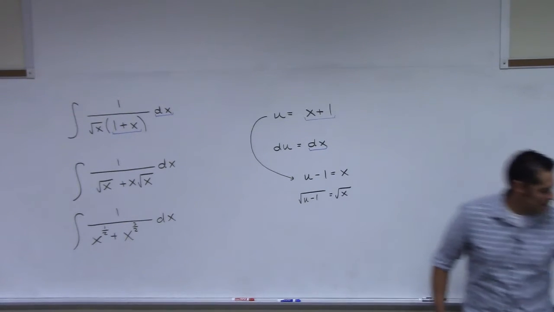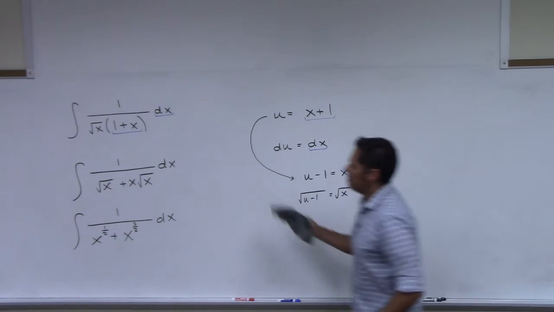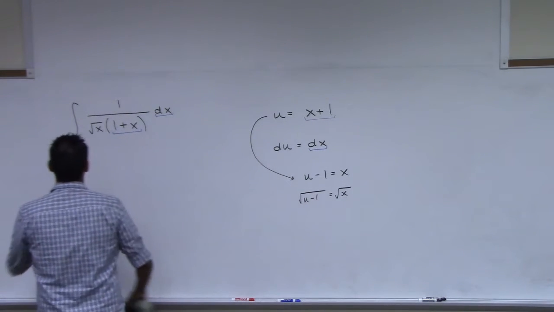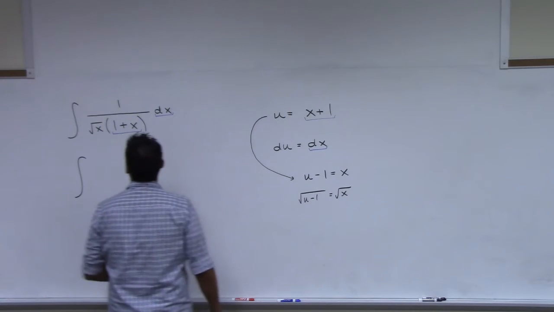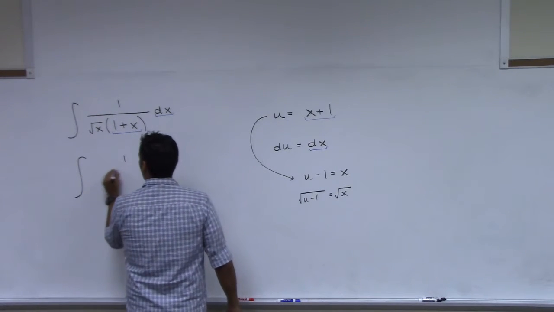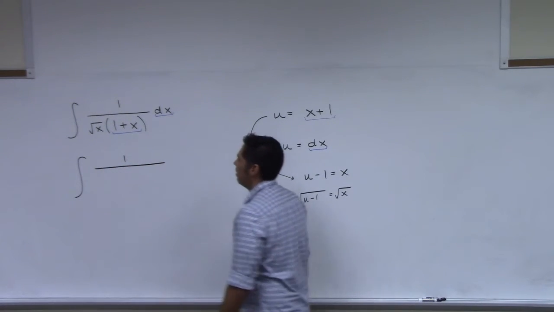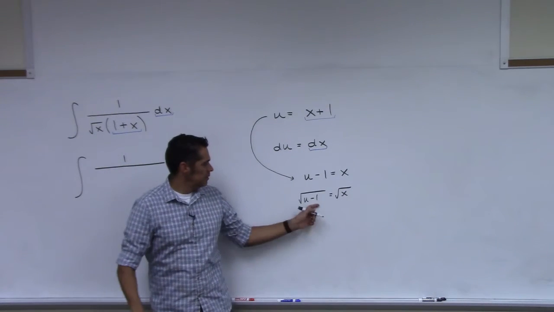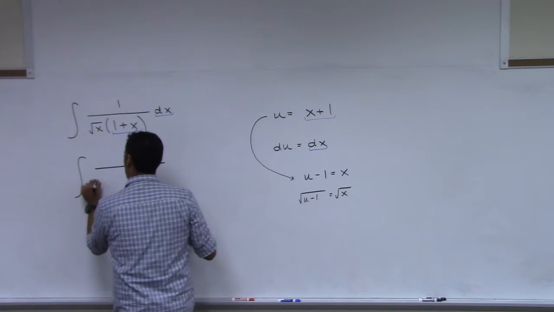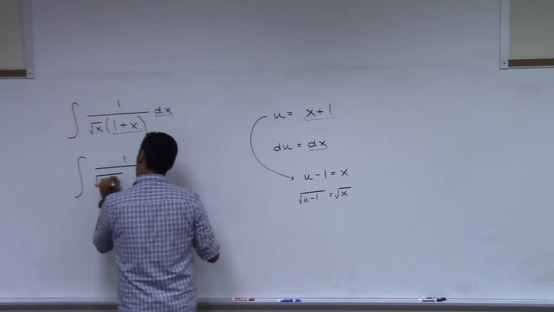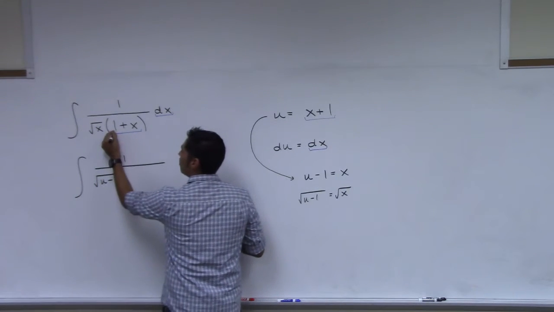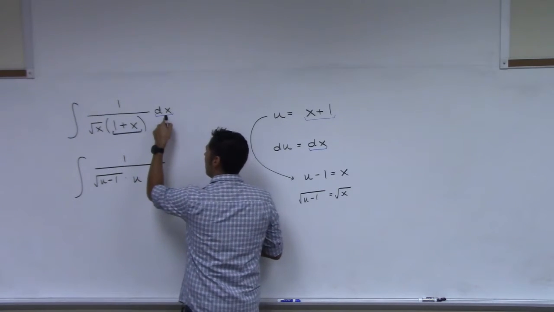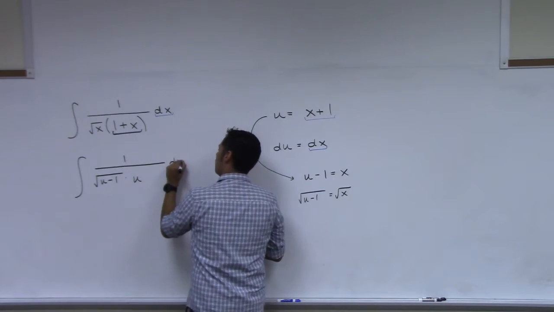So let's see what happens. We have the integral of 1 over, now what is root x? Square root of u minus 1. Okay, times, now what was 1 plus x? u. And then what's dx? du.